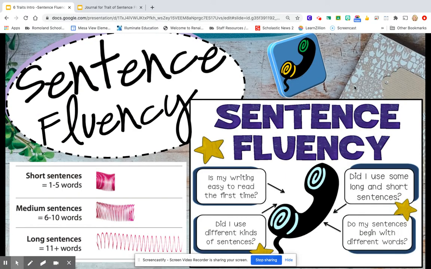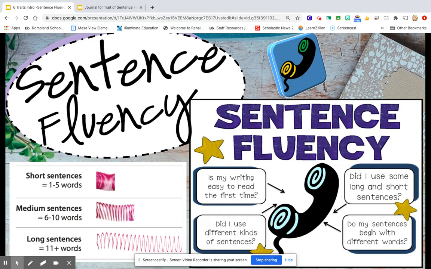So when we talk about sentence fluency, we want to make sure that when the reader reads your writing, it sounds good to their ears. Now, sometimes they might be reading it aloud, and other times they're just reading it in their head. But they should be able to hear what you're saying as they read it. And when they read it, we want it to sound good and smooth. We don't want it to sound like a robot.